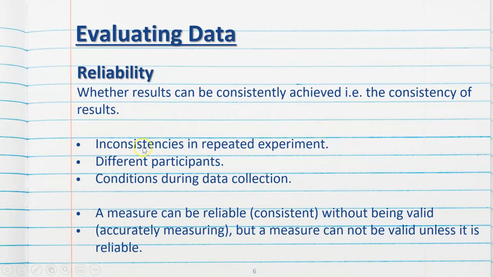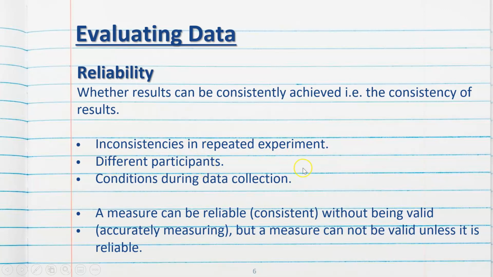So, the main things that reduce the reliability of our data are inconsistencies in the repeated experiment. So if I did my experiment on a Monday, but then the next time I did it on the Wednesday, I changed it up a bit and I changed the instructions, or I did it at a different time of day, of course I'm going to get different results. So my consistency or my reliability is going to reduce, which is bad.